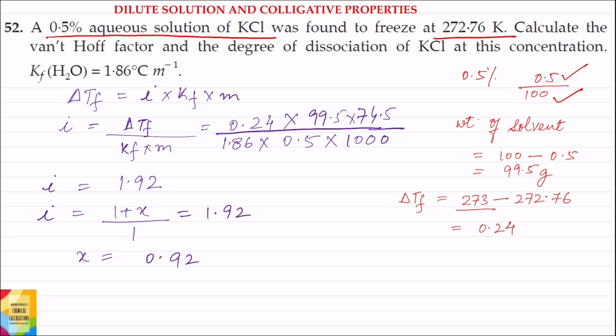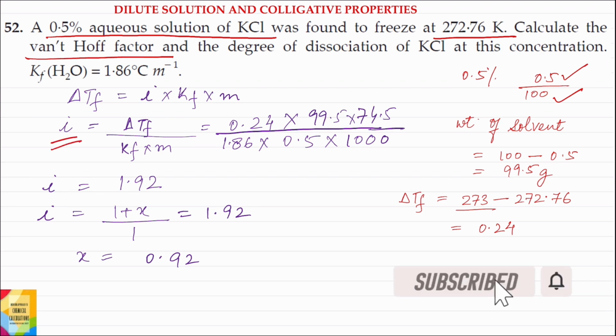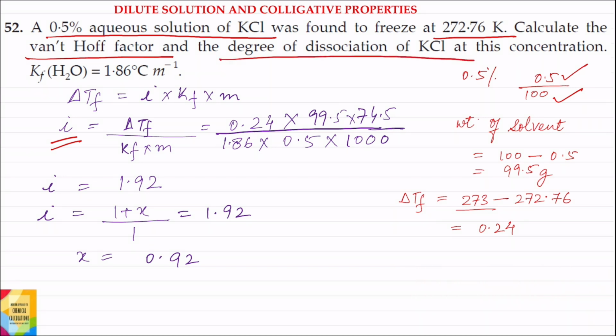Now calculate the van't Hoff factor. Van't Hoff factor calculate करना है, that is the value of i. Van't Hoff factor is denoted by i, and the degree of dissociation of KCl at this concentration. Kf value for water given है 1.86. Now delta Tf is equal to i into Kf into m.